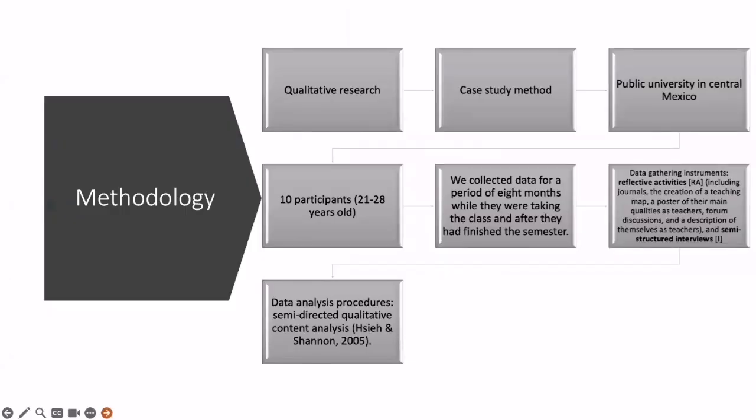About our methodology, this is a qualitative study that adopted a case study method. We aim to look at how the implementation of emergency remote teaching affected the teaching identity formation of 10 students in the BA program of a public university. Our objective was to examine the transitions in identity development of the participants during the quarantine.